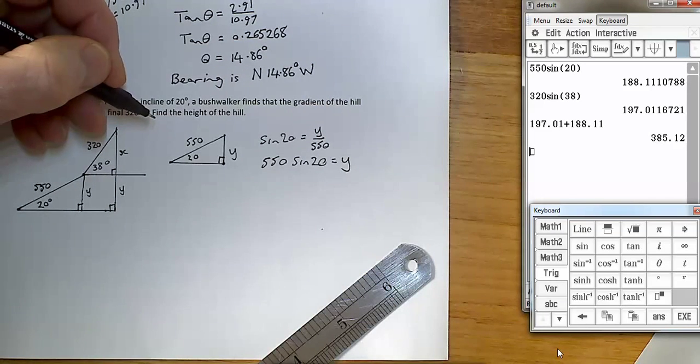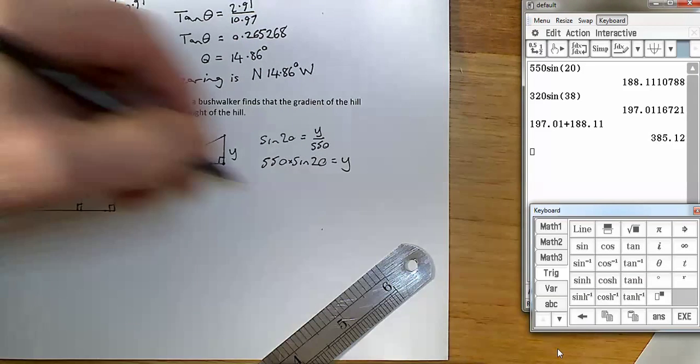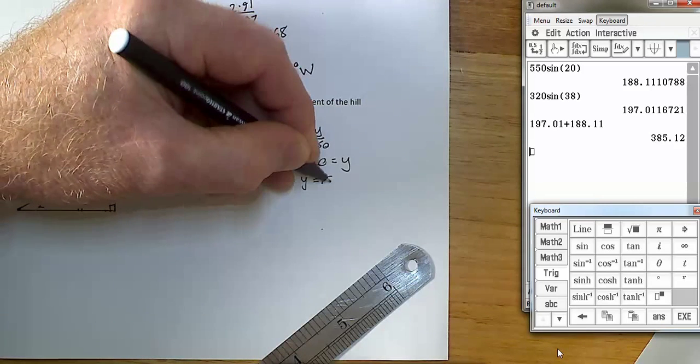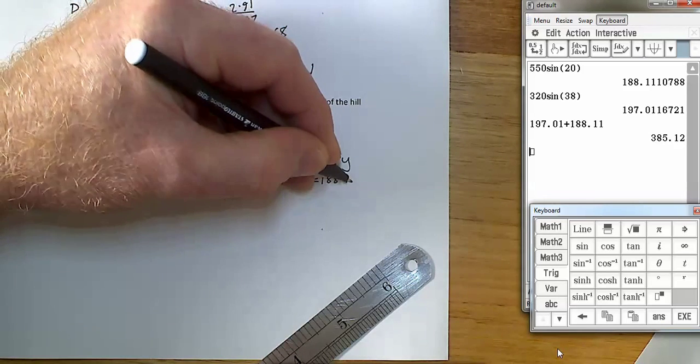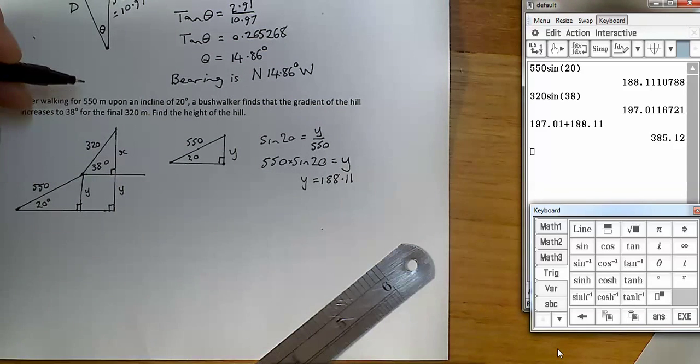I've already done this calculation. You can see it on the screen. 550 times the sine of 20 equals 188. y equals 188.11. Now if I look at this triangle here, I can work out x.